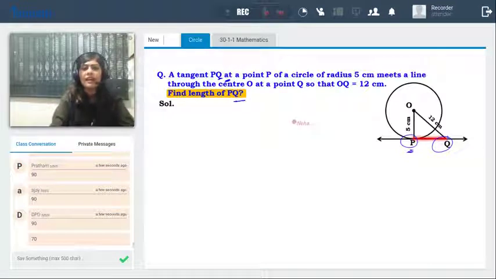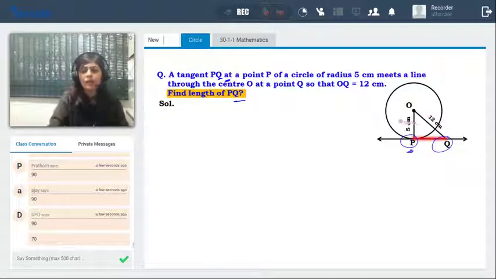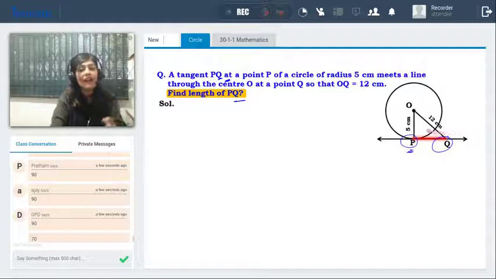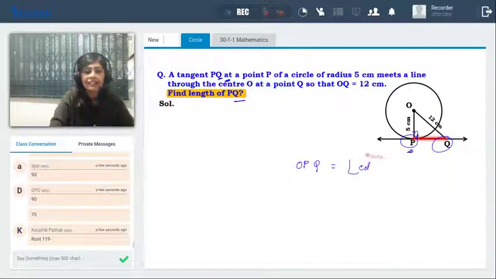For example, say if it's an isosceles triangle, then we definitely know two sides are equal. If it's a right angle triangle, we know we have to apply the Pythagoras theorem. So let's see, what do we know? So let's start with the problem. We have a radius out here and we have a tangent, and we already know radius OP and tangent PQ have to be perpendicular to each other. Now what do we get? Triangle OPQ is a right angle triangle.